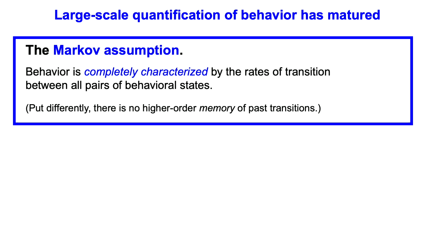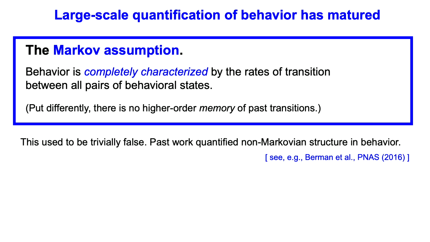The key assumption underlying this model is pretty strong. The assumption is that whatever I'm doing now completely determines what I'm going to do next. Or in other words, there's no kind of higher order memory. It used to be the case that work would explore non-Markovian structure in behavior, and they would show that this kind of assumption is obviously wrong.